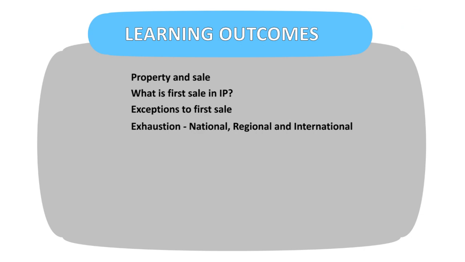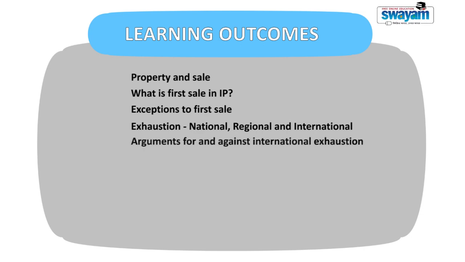We'll also discuss arguments both for and against international exhaustion. We'll discuss some of the issues surrounding the TRIPS agreement in relation to Article 6 and the principle of exhaustion that countries can follow within their domestic laws, whether TRIPS does or does not envisage any particular kind of exhaustion, and its relationship with dispute settlement, which will be discussed in this particular slide.